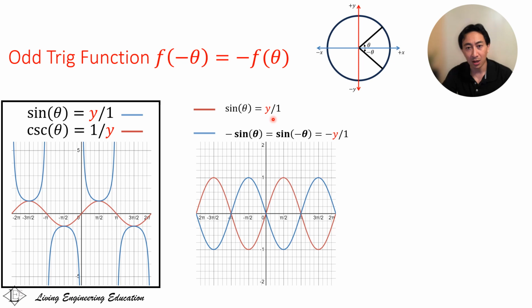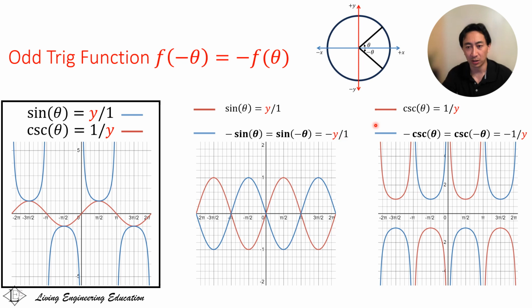So it's positive y over 1 when it's sine of positive theta. When it's sine of negative theta, this is a negative y over 1 because it's in the fourth quadrant, or a negative sine theta, which would be the same thing, right? And similarly, for cosecant, you get the same behavior because it's just 1 over it, right? So in red here we have cosecant, and then in blue we have both negative cosecant and cosecant of negative theta, right?